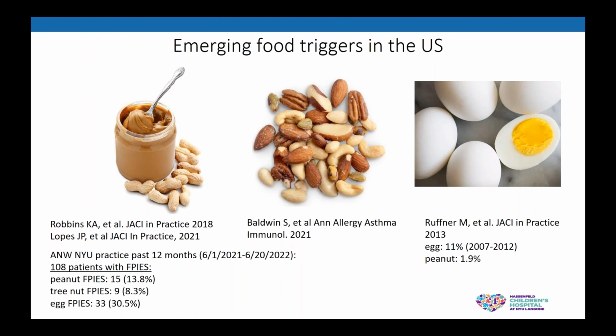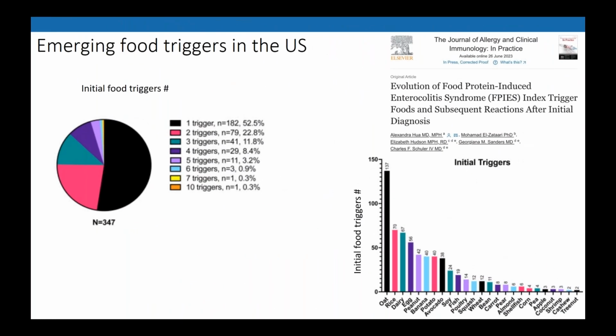These are some new kids on the block. In the US, we are now seeing more peanut FPIES, more tree nut FPIES, and much more egg FPIES. This is also true for countries like Japan, where they are talking about an epidemic of egg FPIES. And the most recent data published earlier this year from our colleagues in Ann Arbor, Michigan, do show that the majority of solid food reactions are triggered by oat, then by rice. Number 3 is dairy, number 4 is egg, and number 5 is peanut.